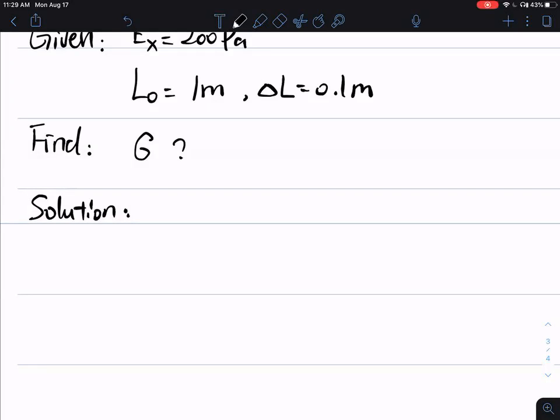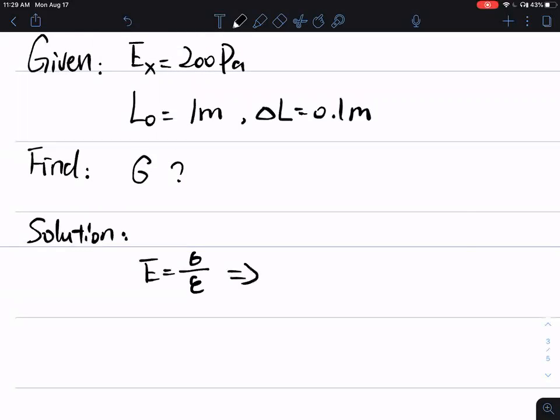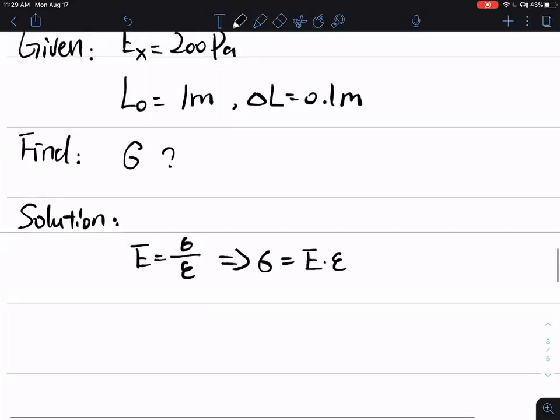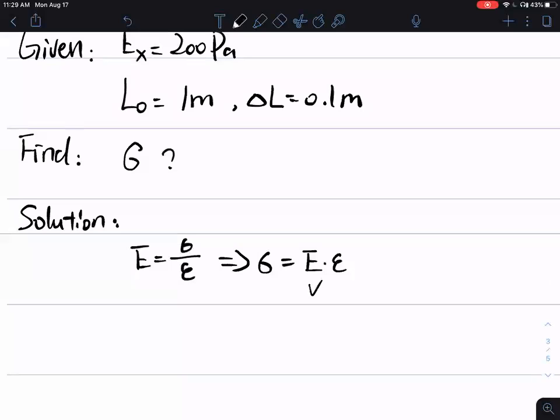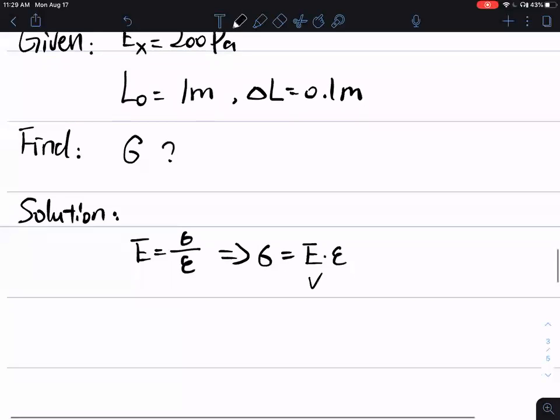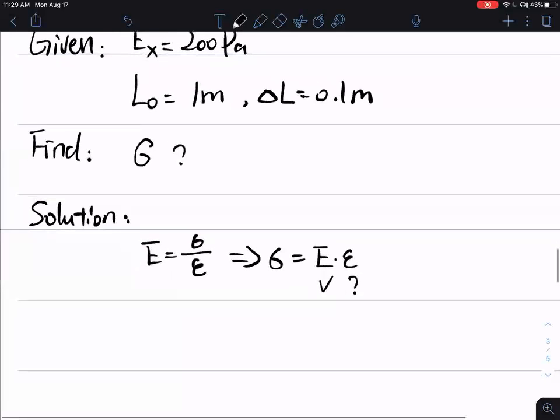For this problem, we want to find sigma, which is the stress, and we know there's Hooke's law that links Young's modulus, strain and stress together. Right? So E equals sigma divided by epsilon. Now we want to find sigma, so we can change this equation a little bit: sigma equals E times epsilon. Do we know E? Yes, we know E. Do we know epsilon, the strain? No, it is unknown, but we can use the given condition to find it.